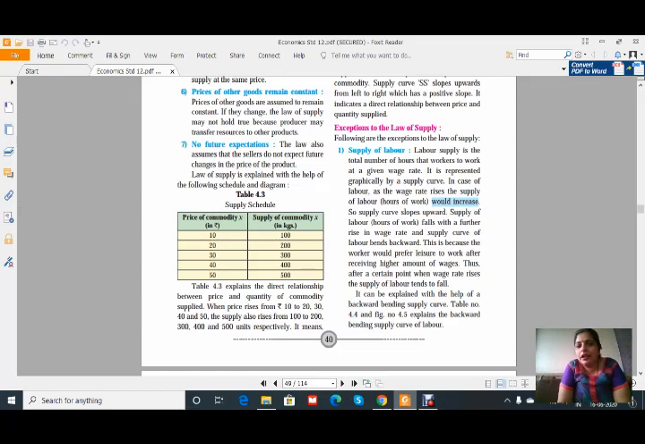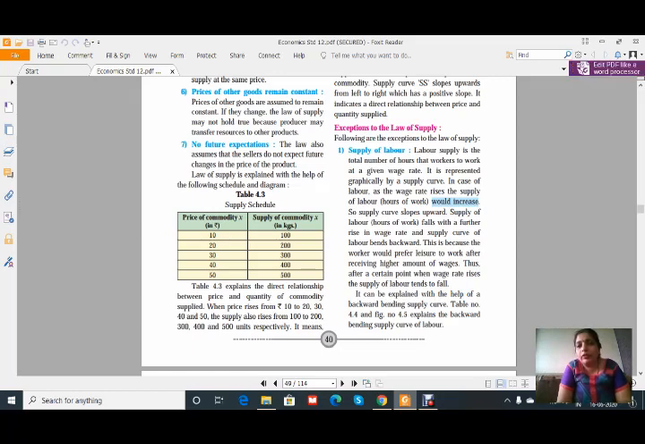In the previous lecture, I told you about the supply curve, that is SS. The supply curve slopes upwards from left to right, which has a positive slope. That means it shows that whenever the price is increasing, the supply of a commodity is also increasing.